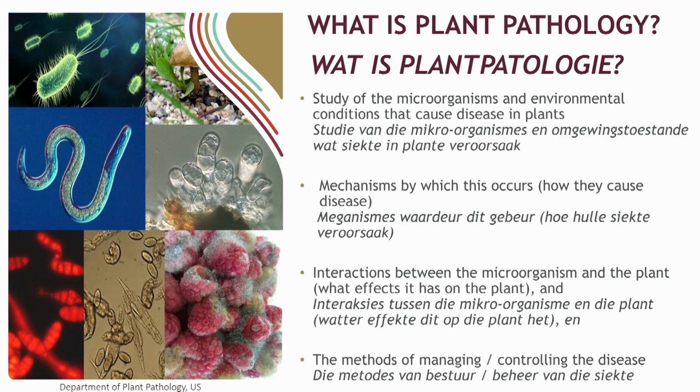So what does our field entail? Usually when we refer to plant pathology, we learn about the disease triangle. So there's three aspects that we study in detail. Firstly, the organism, then the environment, and also the host, the plant. And all three of these we study, and we look at what is the best way to manage a disease, taking all of these factors into account.